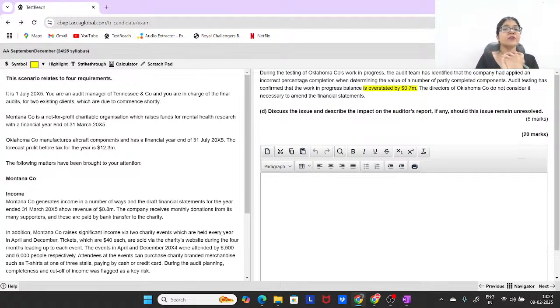If you read the question, during the testing of Oklahoma's work in progress, the audit team has identified that the company has applied an incorrect percentage completion when determining the value of a number of partly completed components, and that is why we also had substantive procedures for this particular process. Audit testing has confirmed that the work in progress balance is overstated by $0.7 million. The directors of Oklahoma company do not consider it necessary to amend the financial statements.